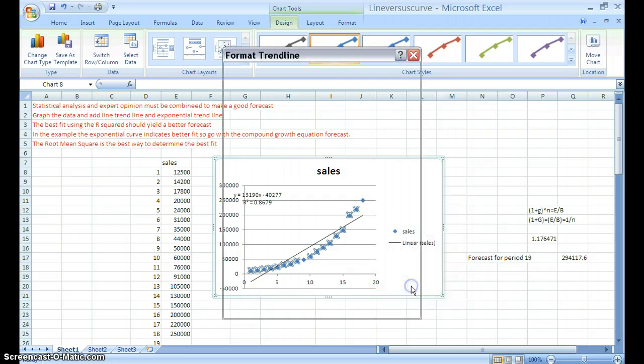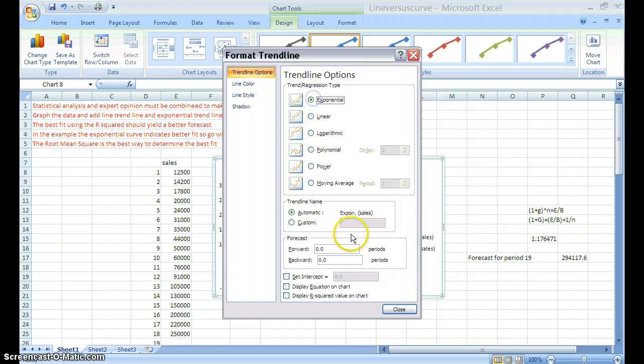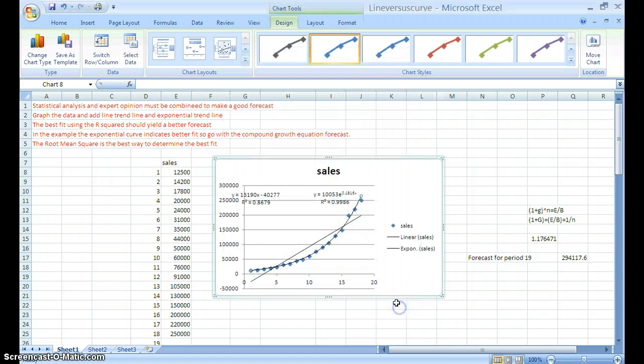Add trend line, we go back. This time we say exponential, display equation, and the r squared. Let's see what that looks like. The r squared is way better, 99 point some percent. So this exponential curve is way better explanation of the variation in the data points than the straight line. What that tells us is we need to do a forecast using an exponential type equation, which is exactly what the growth equation is that's in your textbook.